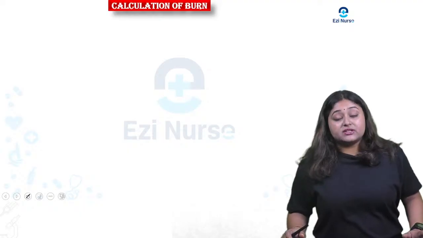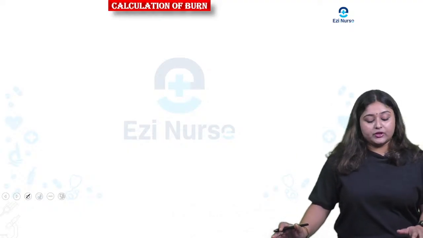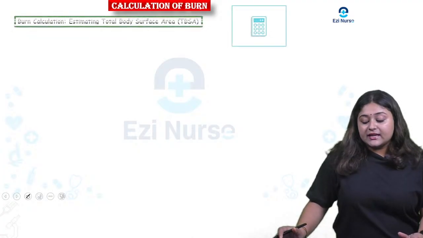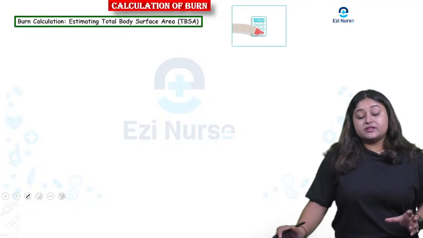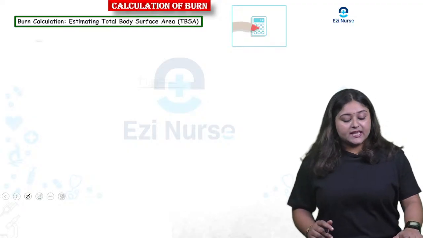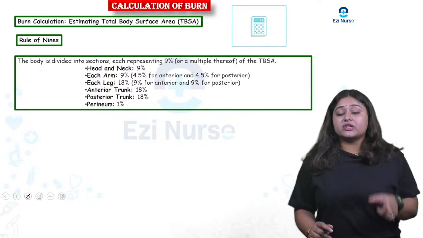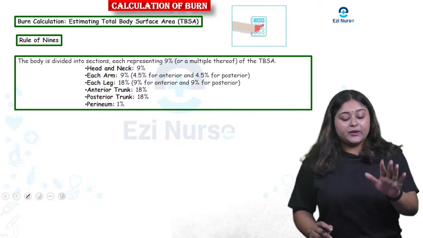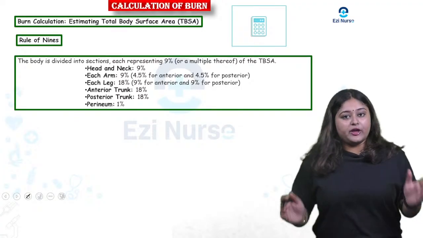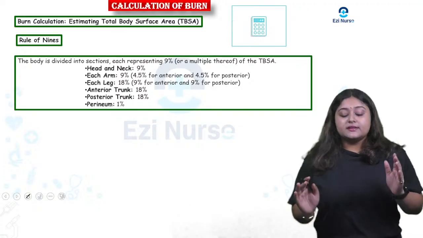Now come to the next, that is calculation of a burn, and that is the most important topic for the burn section. So first is the burn calculation, which is estimating the TBSA or total body surface area. Okay, so in this first is the rule of 9. So you have to study this very sincerely, because sometimes they are asking in a 5 marks question, or sometimes they are asking in a 2 marks question. So what is the rule of 9?